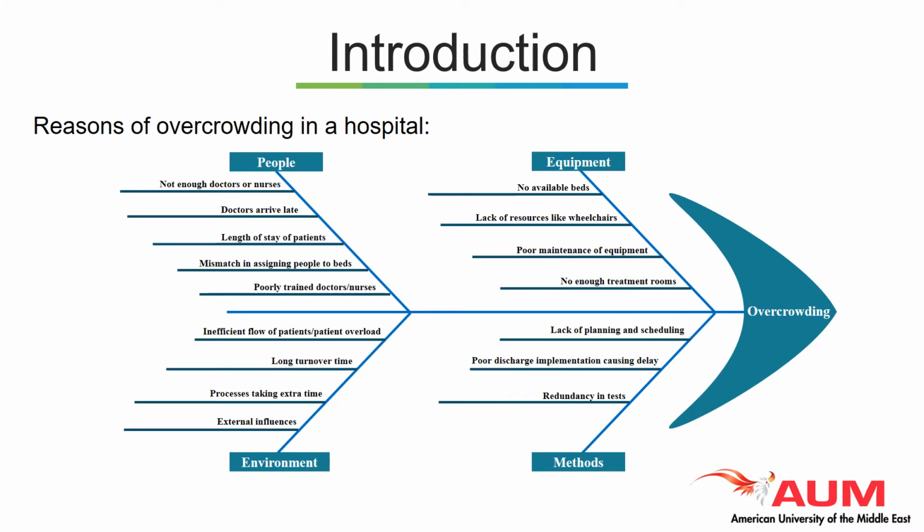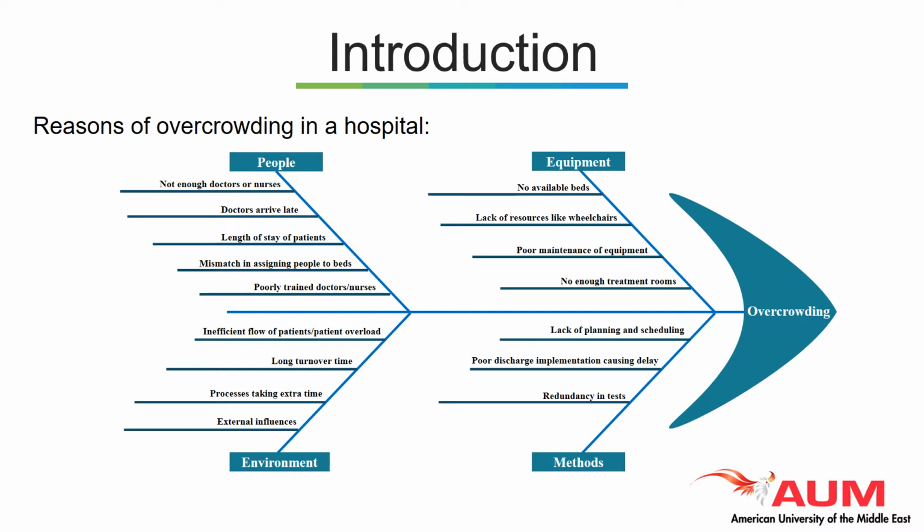The following fishbone diagram shows the possible reasons of overcrowding in a hospital. For example, people. There are not enough doctors or nurses, doctors arrive late, length of stay of patients, mismatch in assigning people to beds, and poorly trained doctors and nurses. In addition, equipment is a reason.